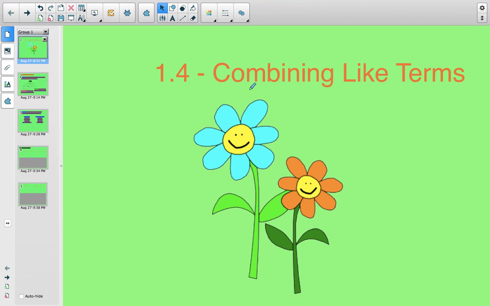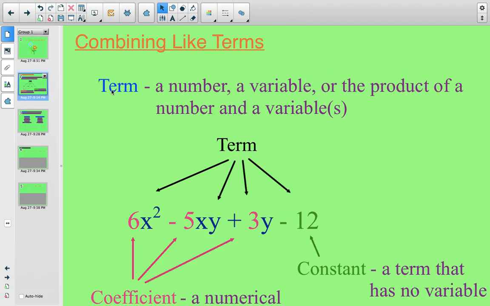Today we are going to take a look at combining like terms. So when you are combining like terms, it's important for you to have a few vocab words that you know. So first of all, a term is either a number by itself, a variable all by itself, such as just X or just Y, or the product of a number and one or more variables. So 6x squared, this is a term. 5xy, this is a term.